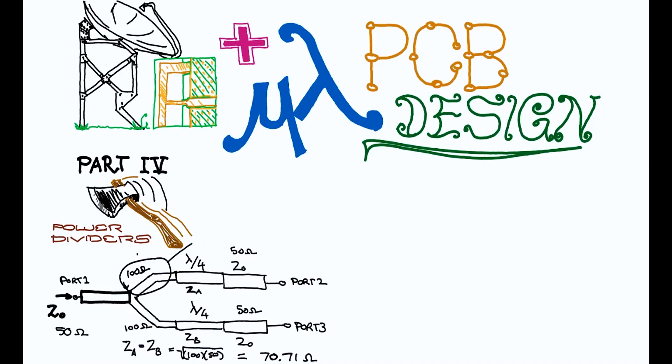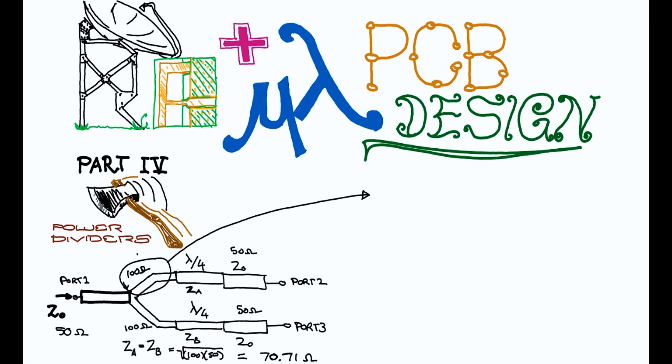Is that right? Or divided? Something like that. 70.71 ohms. So then the question is, how long does this 100 ohm segment need to be? Technically, it doesn't need to be any length at all. It can be 0. And the reason is, so let's go for this 100 ohm segment and analyze this a little bit further.